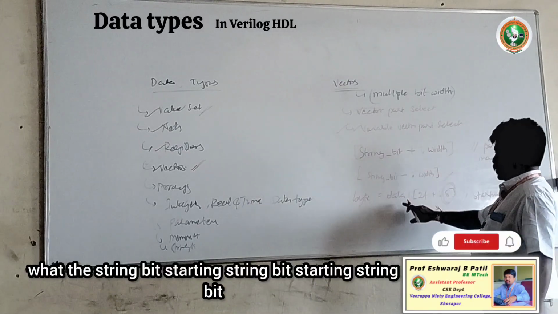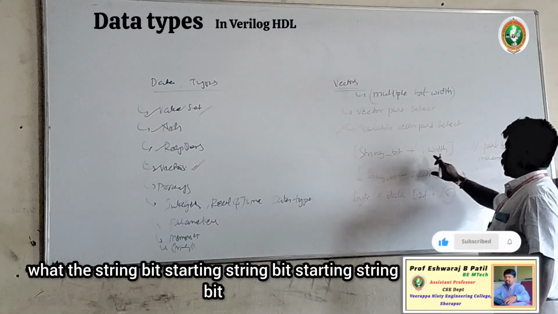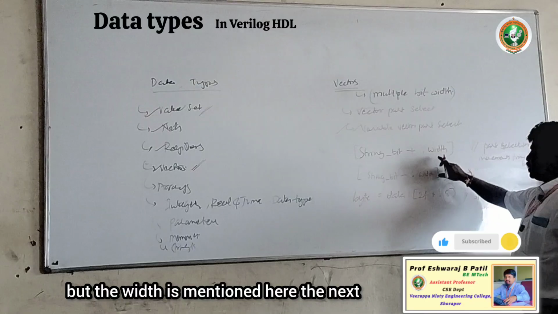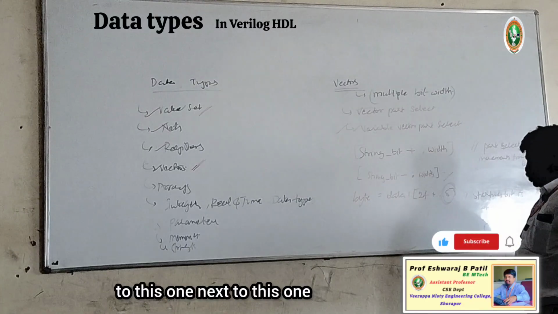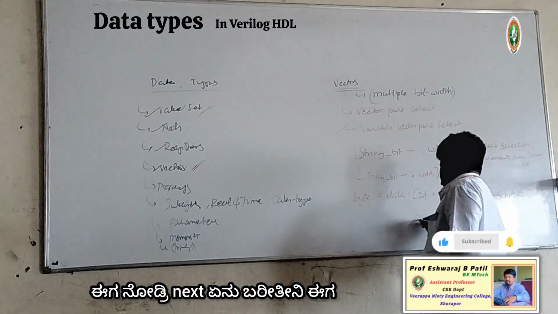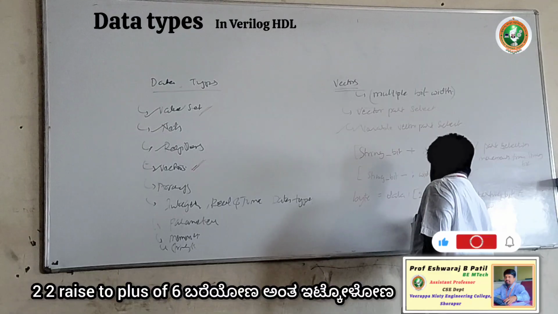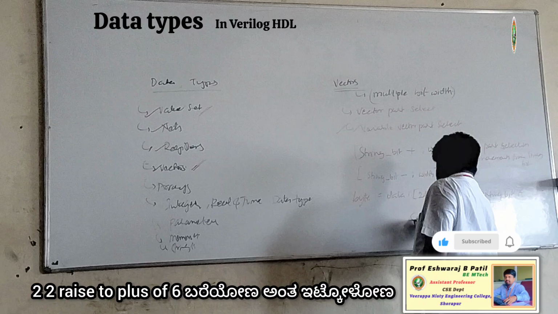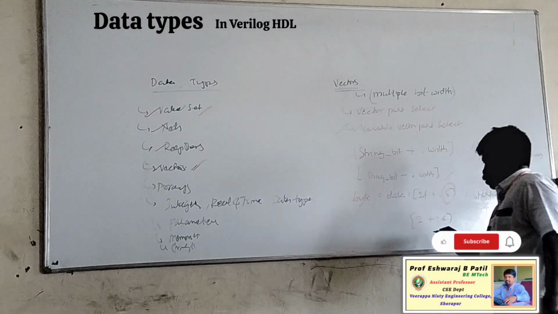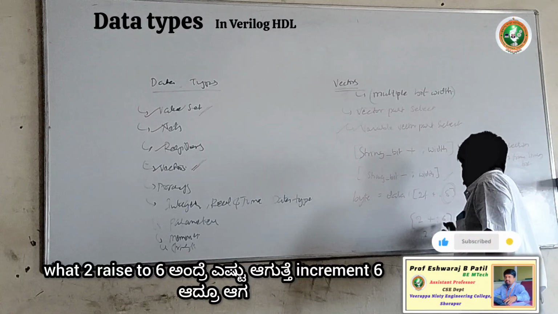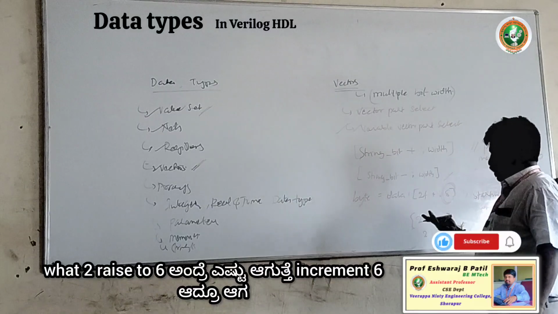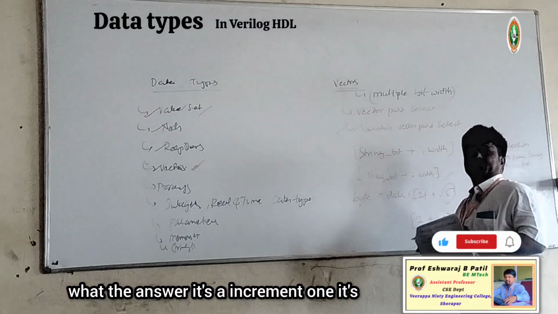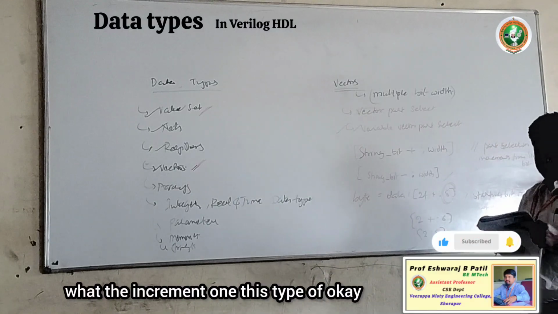This is the starting string bit. Here the starting string bit is there, correct? But the width is mentioned next to this one. Now see, what will we write next? Let's say 2 raised to plus of 6 comes. What will the answer be? The starting address is 2, raised to 6, so the increment is 6 plus 8, so it becomes 2 raised to 8. This is the answer, it's the increment 1.